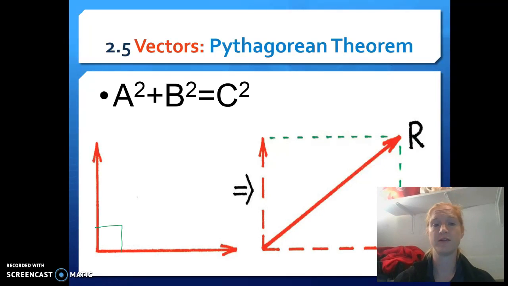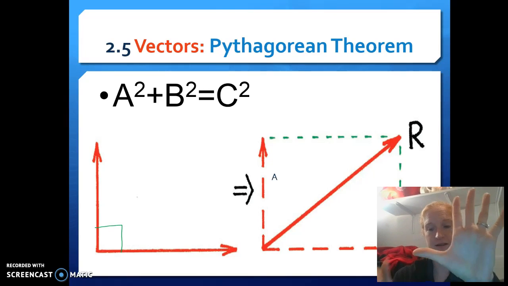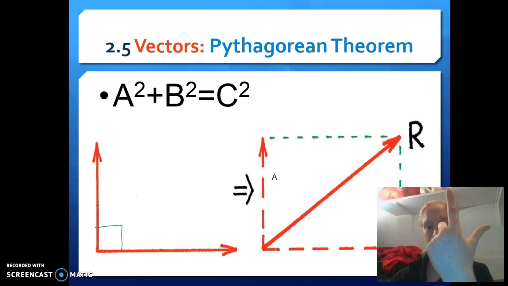But if it is a right angle, you can use the Pythagorean theorem: a squared plus b squared equals c squared. Okay, where are a, b, and c? What does that mean? Well, pick a side. Pick one of the perpendicular sides. So in this case, oops, camera is backwards.